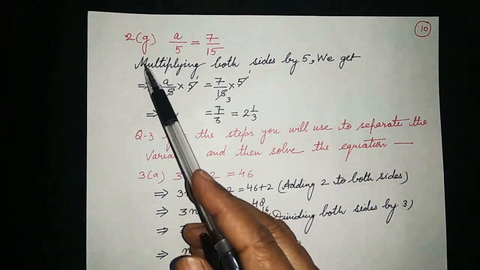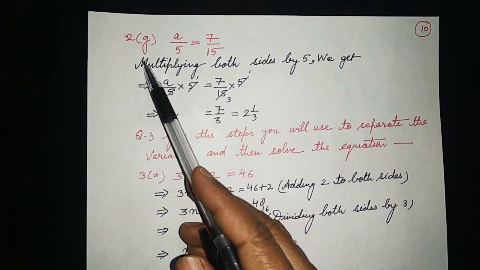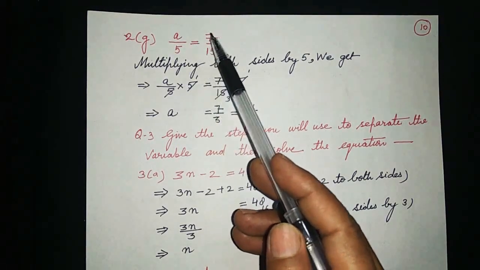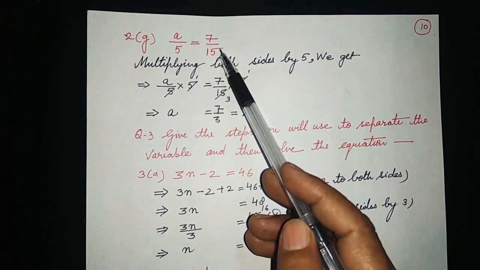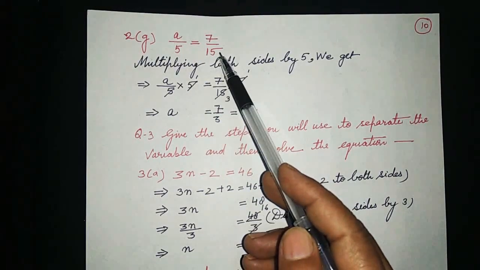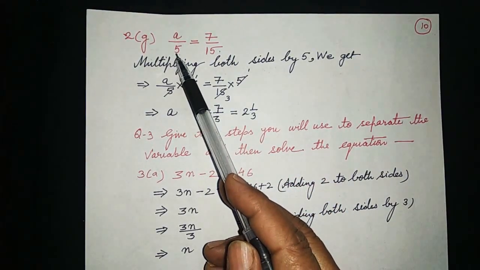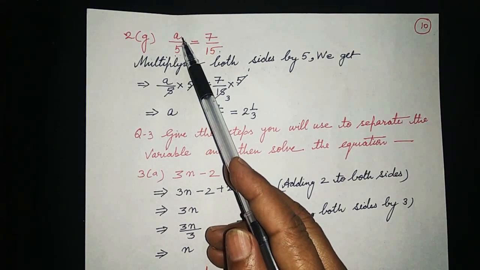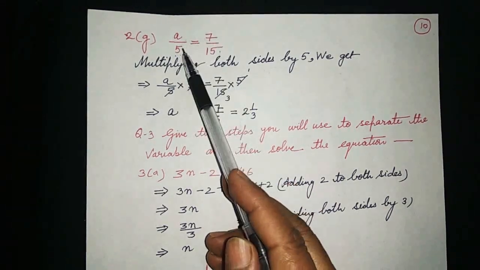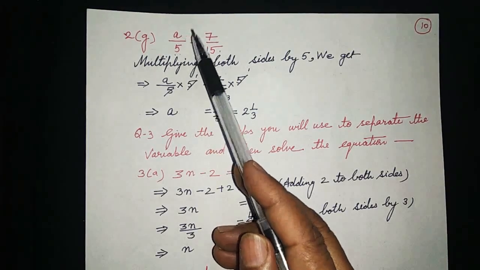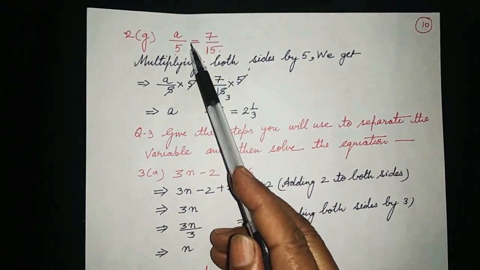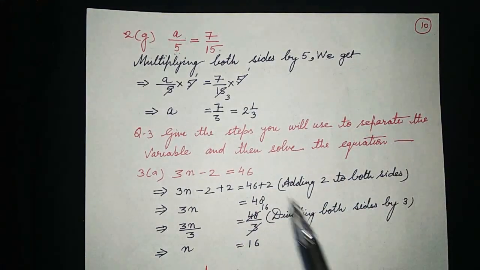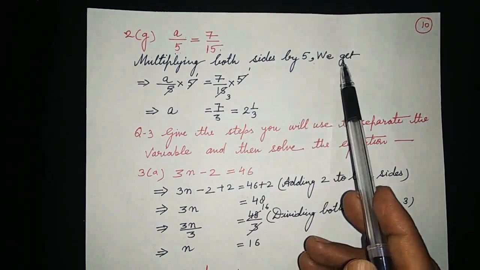Now see the G part of the question number 2. G part of the question 2 is A upon 5 is equal to 7 upon 15. In this equation, you can see this 5 is in division with this A. So what you will do? You will multiply both the sides by 5. So you will write the step first. Here you will write multiplying both the sides by 5.